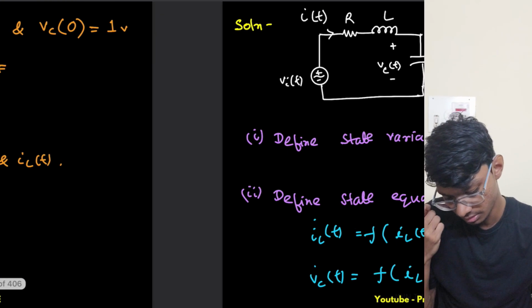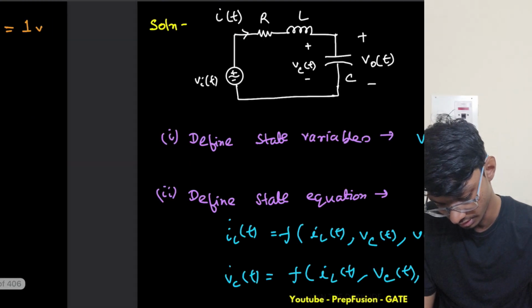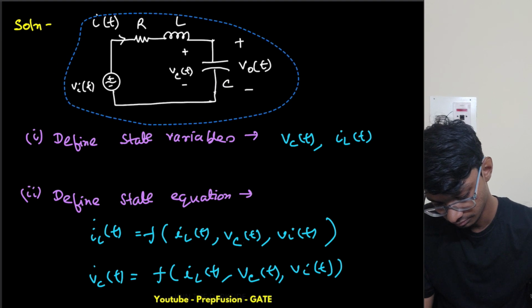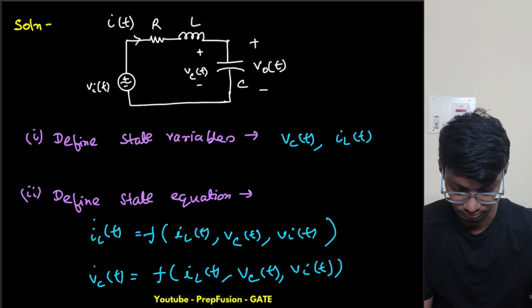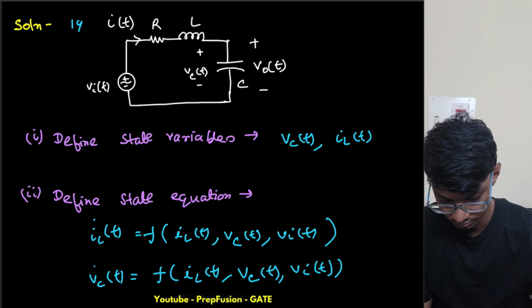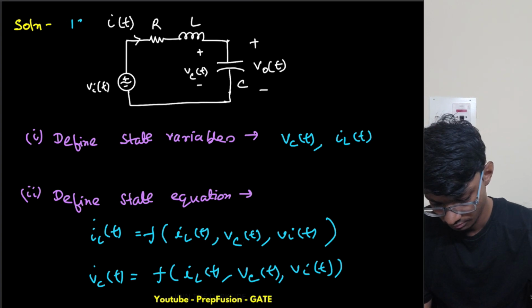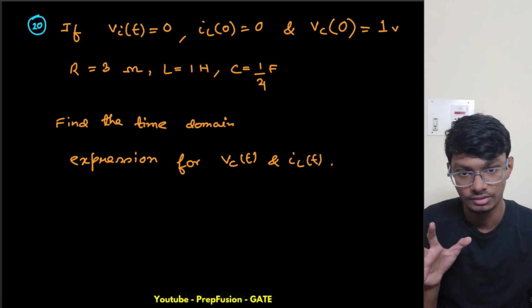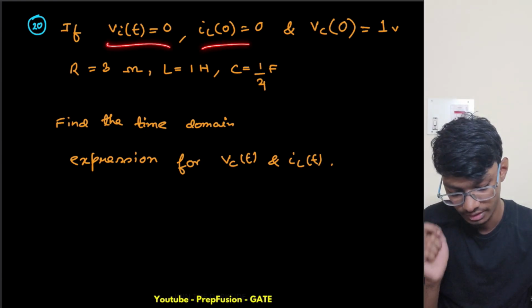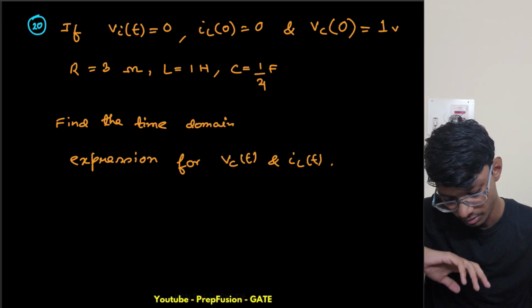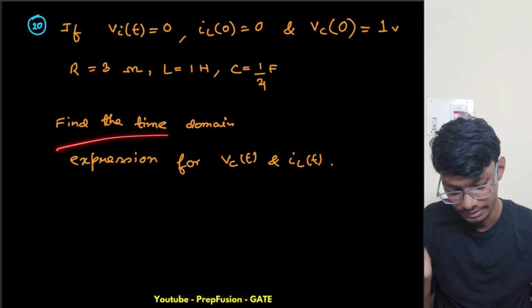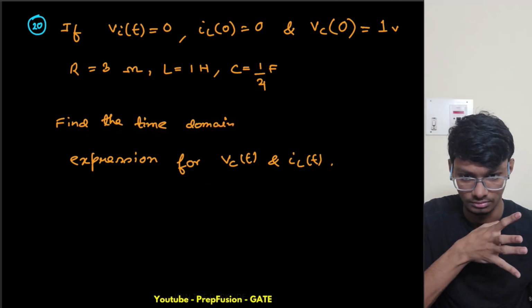Now let us solve the 20th question. This was the 19th question. Let me solve the 20th question. What does the 20th question tell us? It tells us that V of t equals 0, IL of 0 equals 0, all these are 0, but there is some initial condition of 1 volt. We have to find the time domain expression for VC of t and IC of t.